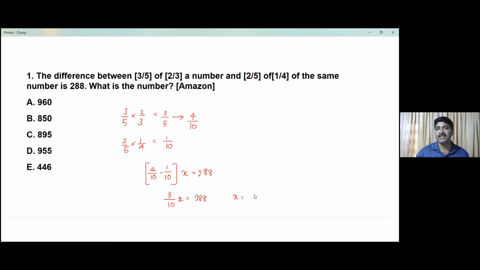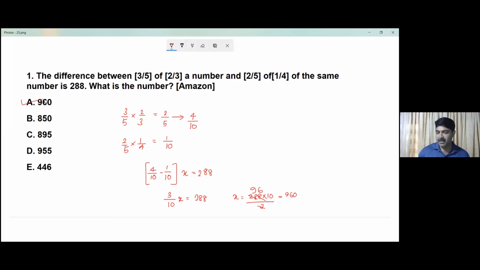Therefore, x is equal to 288 times 10/3. Clear? A simple operation. We just divide 288 by 3. 9 times 3 is 27. 18 is there. So that is 6 times. So the answer is 960.